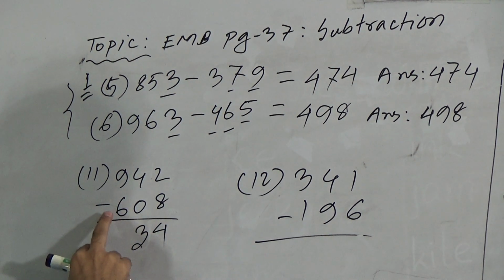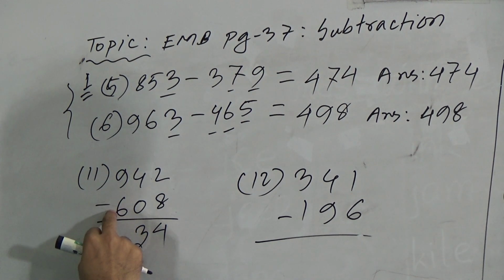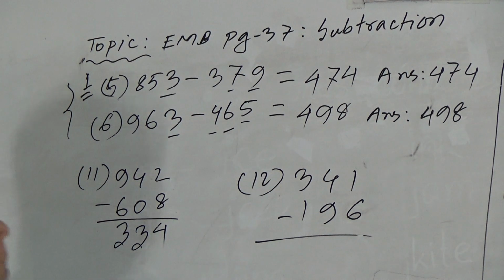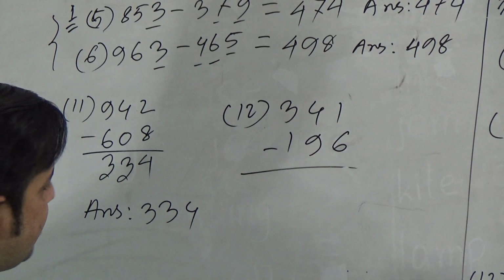Now nothing remaining, it means nothing we have taken, so we have to just subtract 6 from 9. So this will be 3. So answer is 334. So answer of this question is 334. Now go to the next question.